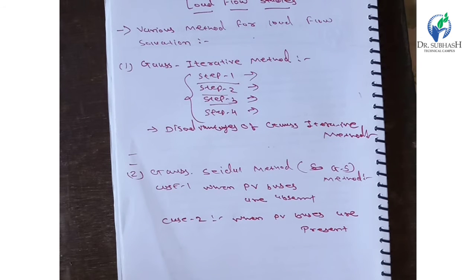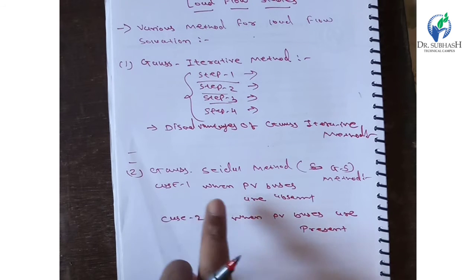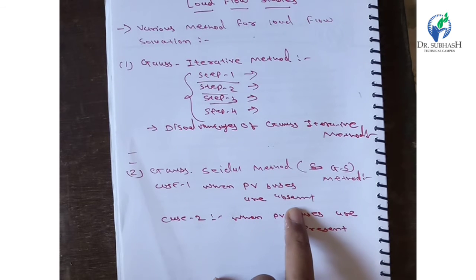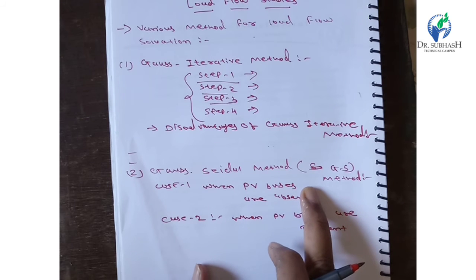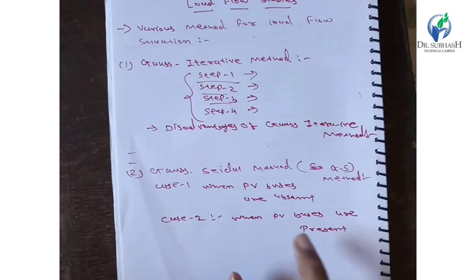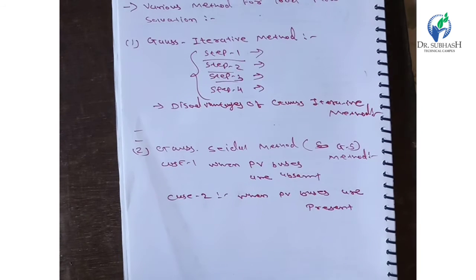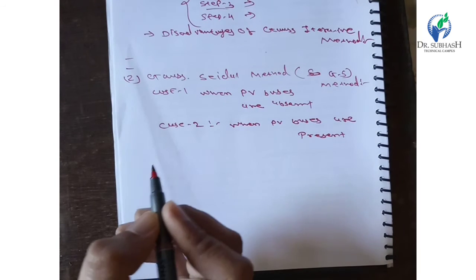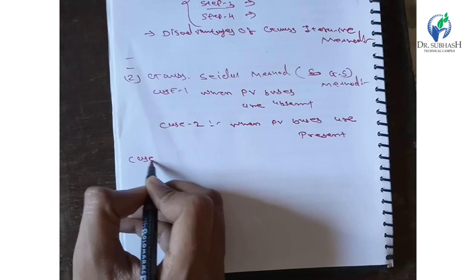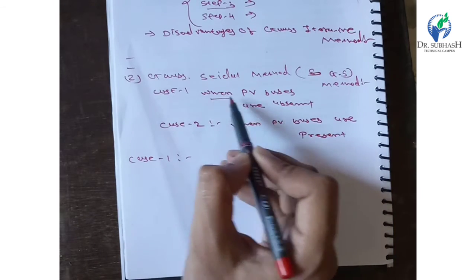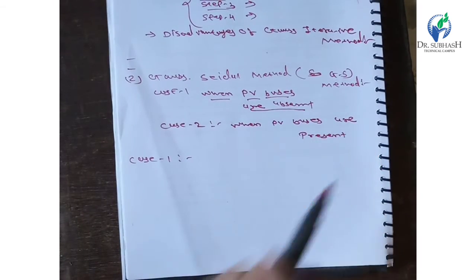For case 1, when the PV buses are absent, it means the PQ buses are present. And when the PV buses are present, it means the PQ buses are absent. So both are in relation with each other. Now we start case 1, when the PV buses are absent.